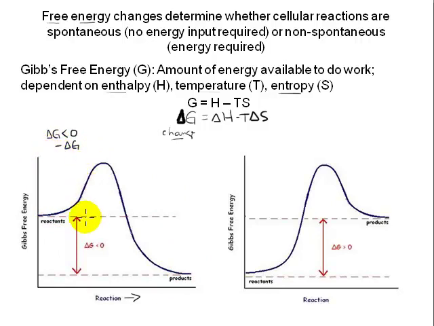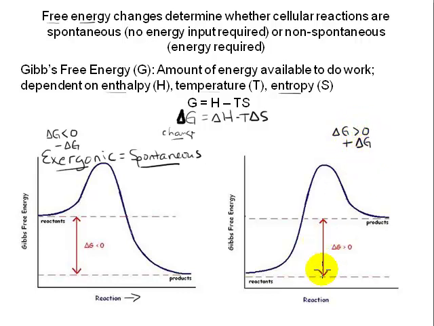Well, where did that energy go? It didn't just blink out of existence. It was released to the surroundings, and cells will capture that energy and use it to do work. Chemical reactions in which the products have less free energy than the reactants necessarily release energy and are referred to as exergonic. On the other hand, if the products have more energy than the reactants, then the change in free energy is greater than zero, or there's a positive delta G. Again, that energy didn't just magically materialize out of nothing. It must be supplied from somewhere.